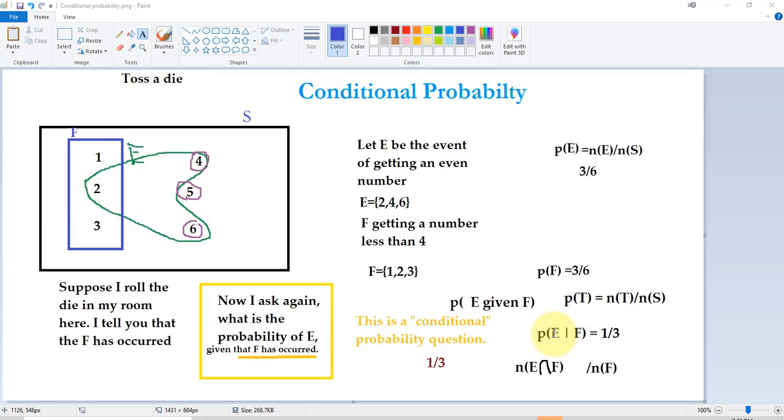So this is the probability of E, and then this vertical line is read "given F", and we shouldn't be confused like I used to be. This has nothing to do with division. It is just a simple shorthand for this word "given." That's all it is. So how do we read this? The probability of E given F, not the probability of E divided by F. It has nothing to do with divided by.